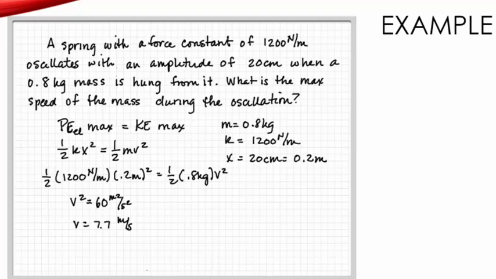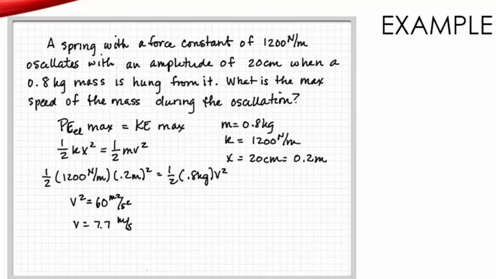So if we want to look at what's the maximum speed of the mass during an oscillation, we have a spring with a force constant of 1200 newtons per meter. It's oscillating with an amplitude of 20 centimeters when you hang a 0.8 kilogram mass on the spring. And once again, the question is, what's the maximum speed of the mass during the oscillation?